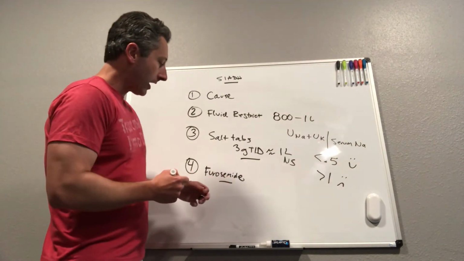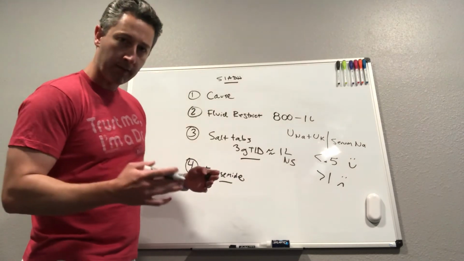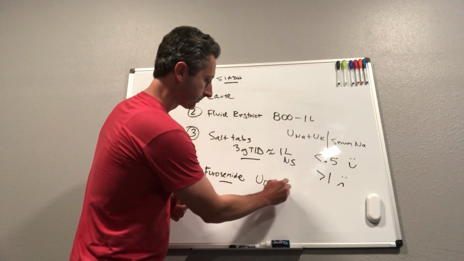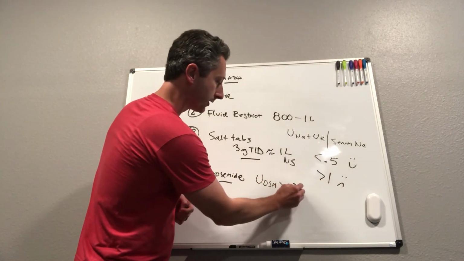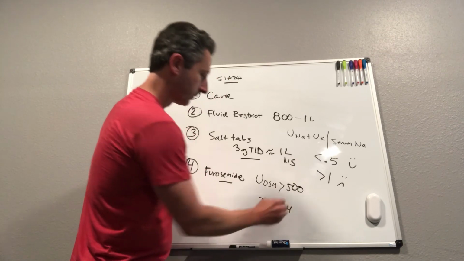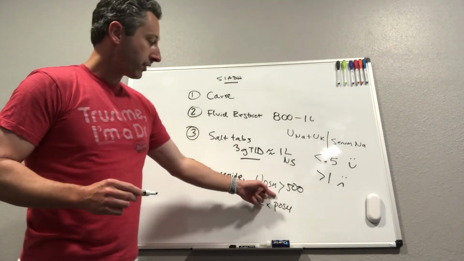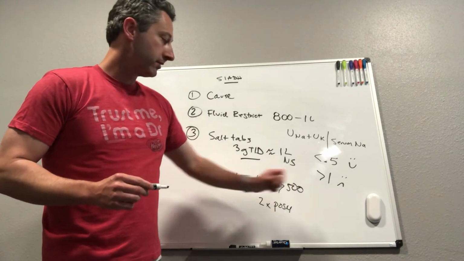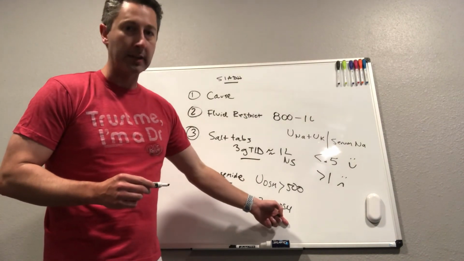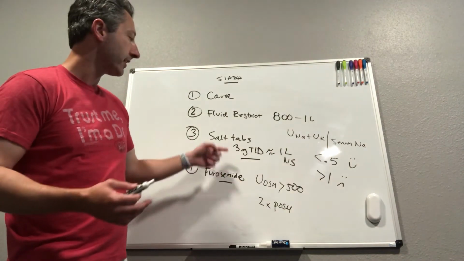Now, furosemide, I have a quick and dirty way of deciding when I use it, and it's if my urine osmolality is over 500 or 2 times my plasma osmolality. I would give that right away with salt tabs. So if my urine osmolality is over 500 or 2 times my plasma osmolality, I would start furosemide, 20 milligrams IV once or twice a day with salt tabs.